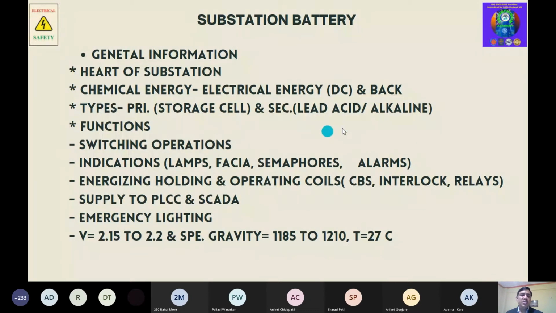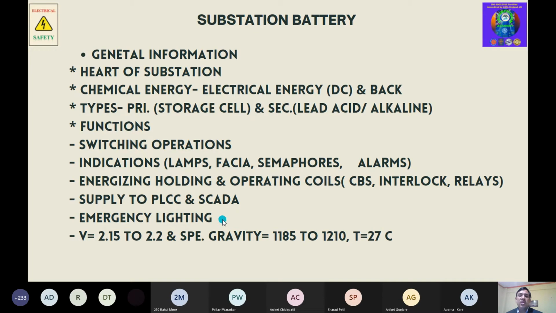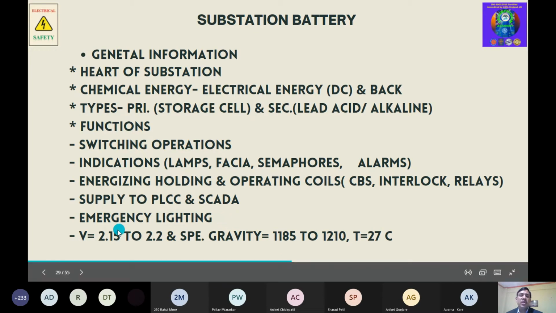Functions: switching operations, indications, energizing and holding operating coils of circuit breakers, interlocks, relays. For this we require DC. PLCC and SCADA also require DC. For emergency lighting, whenever the AC supply goes out, certain essential loads, lighting load also, go on the battery. So for that we want emergency supply.